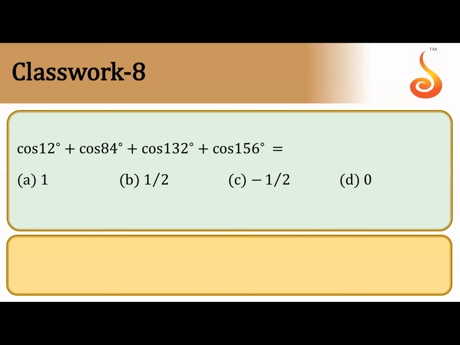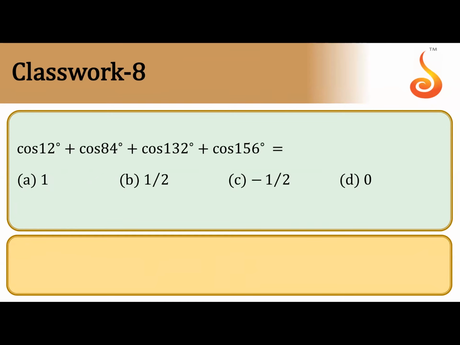Now this question, this is a simple question only. Cos 12, cos 84. Before question, very important. Before question, most important. 7th question: cos 12, cos 84, cos 132, cos 156. Can we apply transformation formulas here?